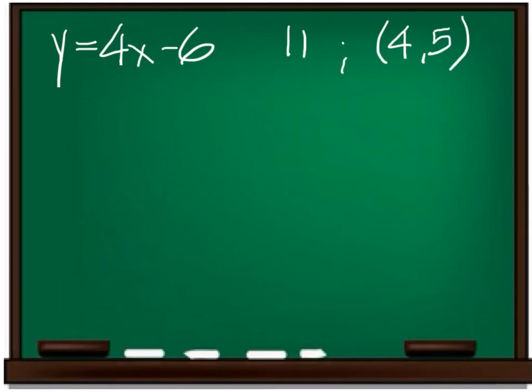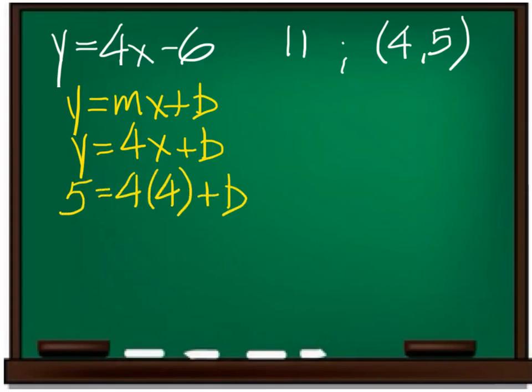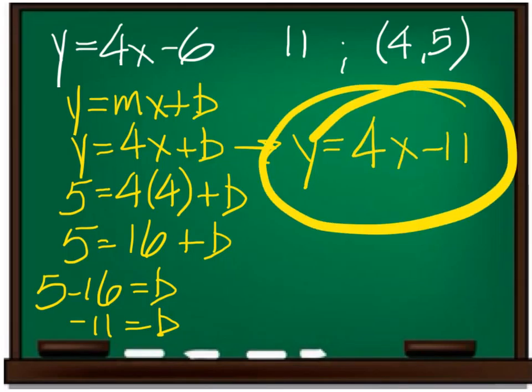On the practice problem, it is y equals mx plus b. The slope must be 4. And we're going to plug in the point 4, 5, so that's 5 equals 4 times 4 plus b. 5 equals 16 plus b, and when we move it to the left, it becomes minus. So we'll have a negative 11 for b. When we insert that here, we should have y equals 4x minus 11.